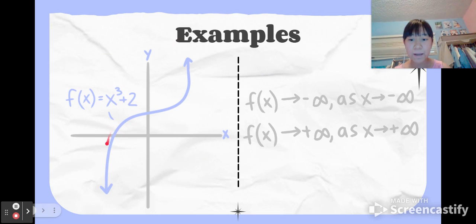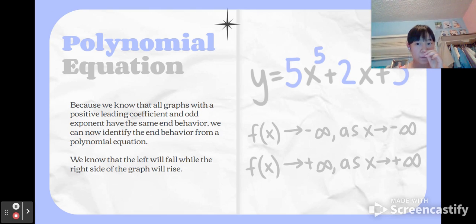So if you look on the left side, we see that yes, f of x is approaching negative infinity as x is approaching negative infinity, and the same goes for the right side. F of x is approaching positive infinity as x is approaching positive infinity as well. So we see that these two end behaviors are exactly the same. So what can we conclude? That polynomials that have a greater than 0 and an odd exponent will have this exact end behavior, and its graph will also fall on the left and rise on the right for all of them.